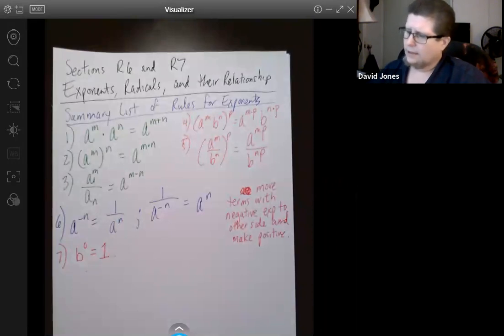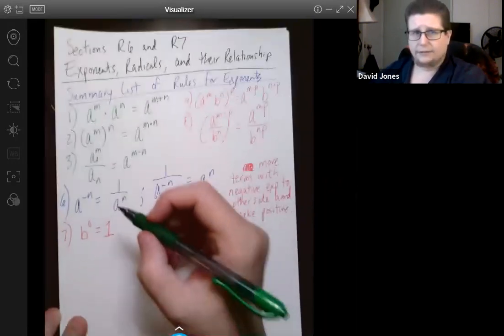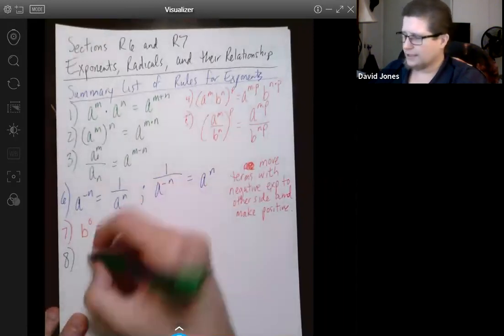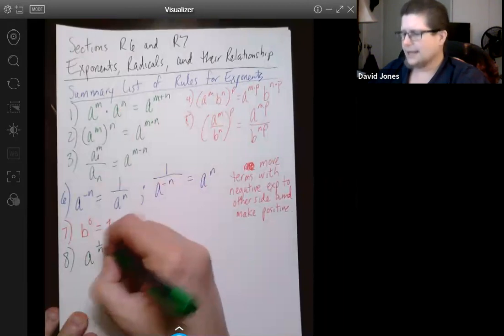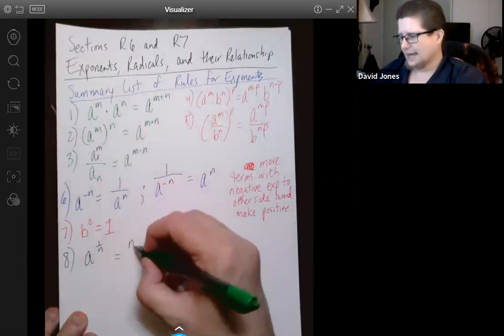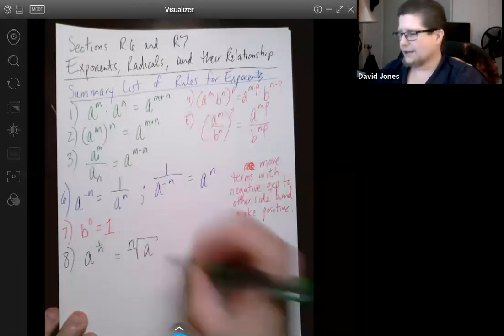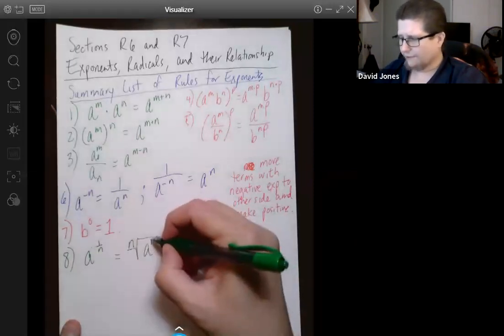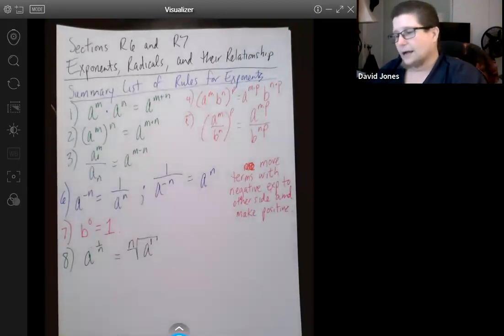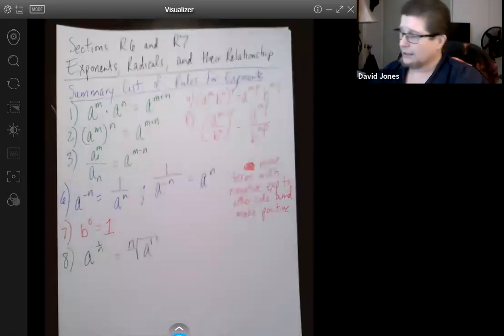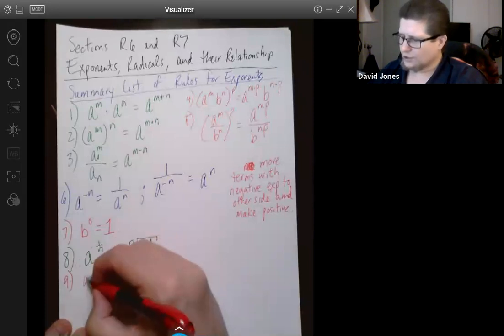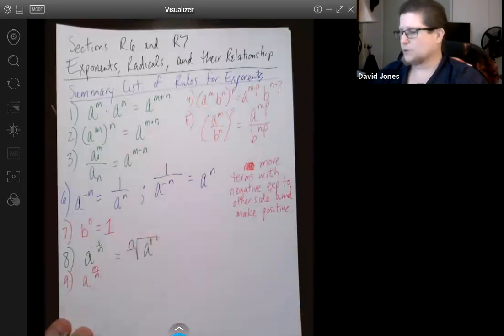Okay. We have fractions. We can do fractions and exponents. A to the 1 over n is the nth root of a. This is how they connect to radicals. And it's really like a to the first. Generally, we don't leave in the first, but it kind of illustrates the next rule. And the next rule is if we have a fractional exponent with something besides 1 on top.